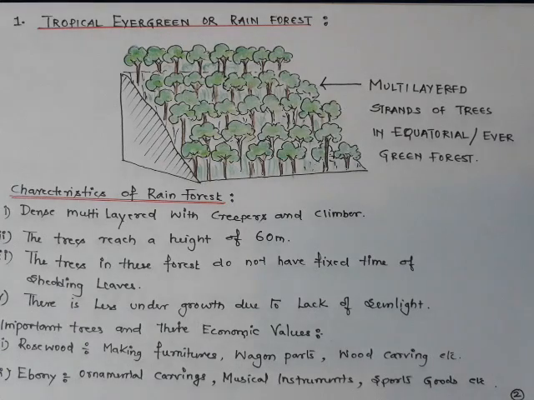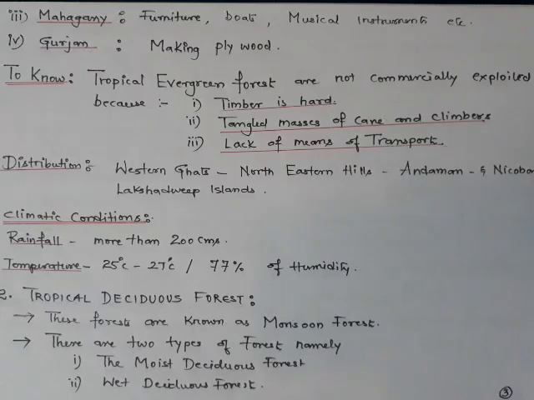Again, from the board examination point of view, they can ask you to list the important trees of tropical evergreen forest and their economic values. For example, rosewood, which is used for making furniture, wagon parts, and wood carving. Ebony, which is again used for ornamental carvings, musical instruments, and manufacturing of sports goods. Mahogany, again, which is used for manufacturing of furniture, making boats and musical instruments. Gurjan, which is used for making plywood.